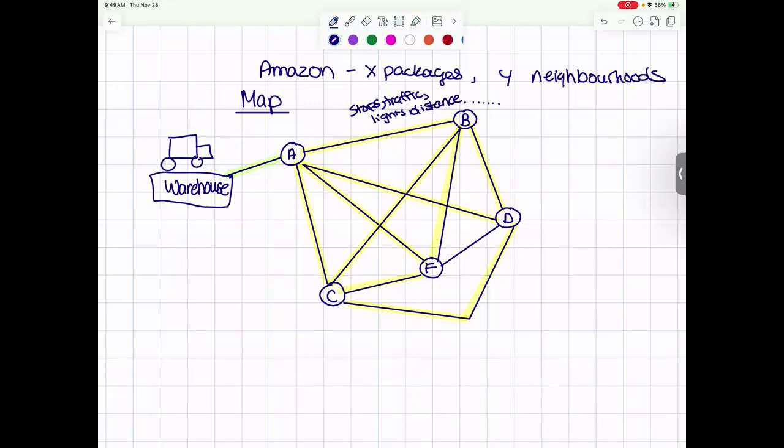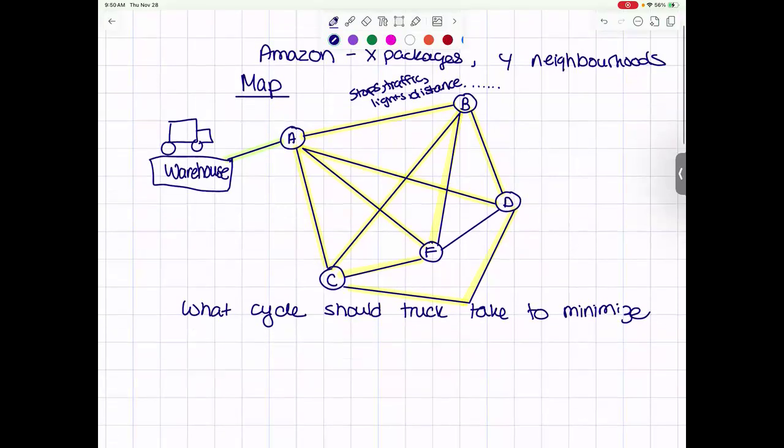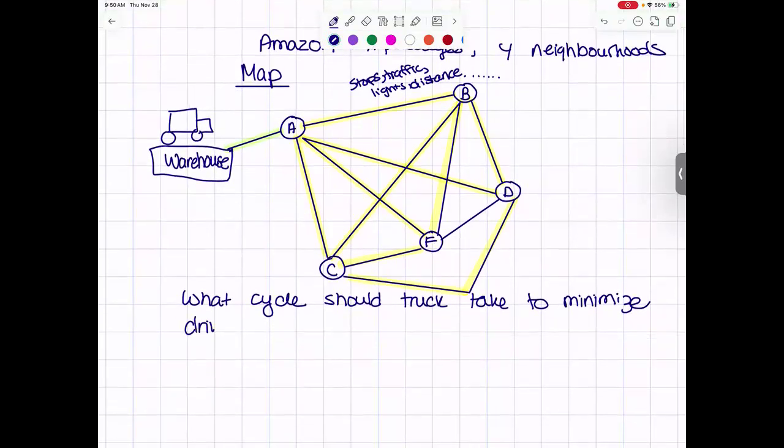Okay, so now the question is, what cycle should the truck take to minimize driving time? What about if we want to minimize the number of stops instead?